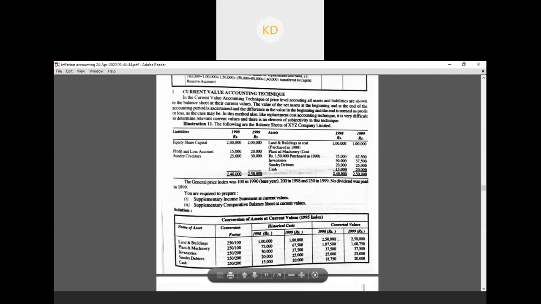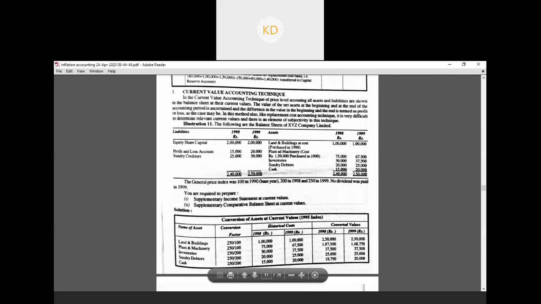2 lakh 50 for 98. 1 lakh into 250 by 100. 2 lakh 50 for 99. Now come to plant and machinery. Plant and machinery also, price index 1990, I have purchased the asset. So my denominator price index is 100. So when I am talking about conversion factor, it will be 250 by 100. So I will take 75,000 into 250 by 100. 67,500 into 250 by 100.